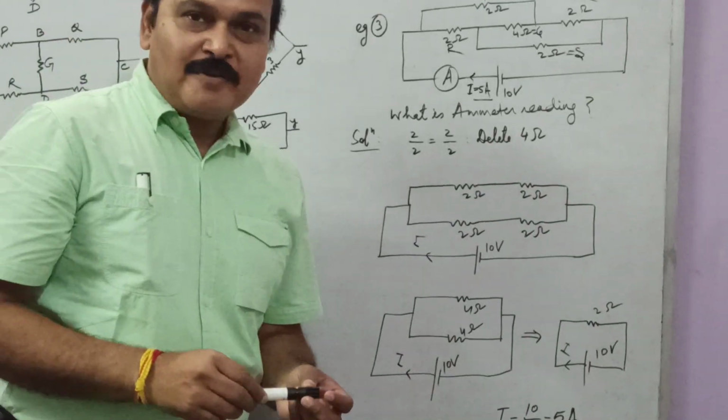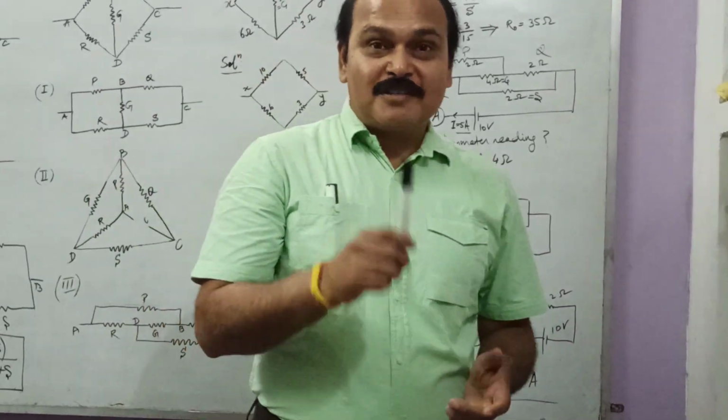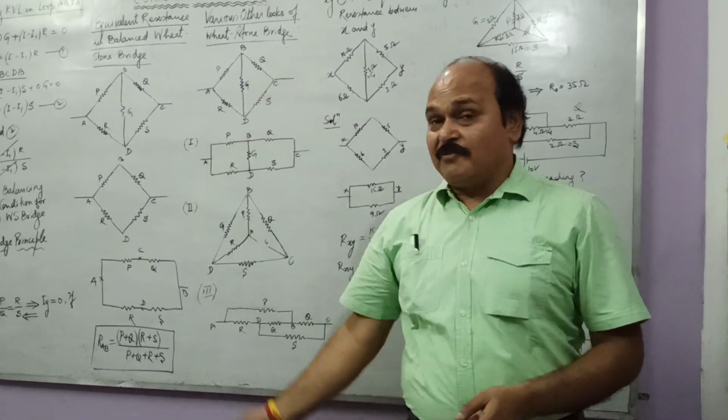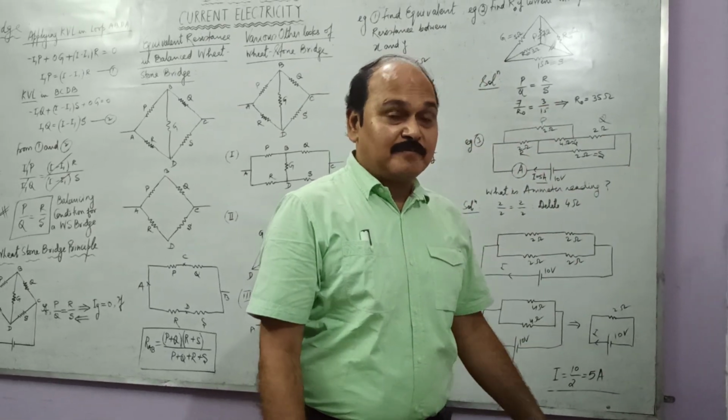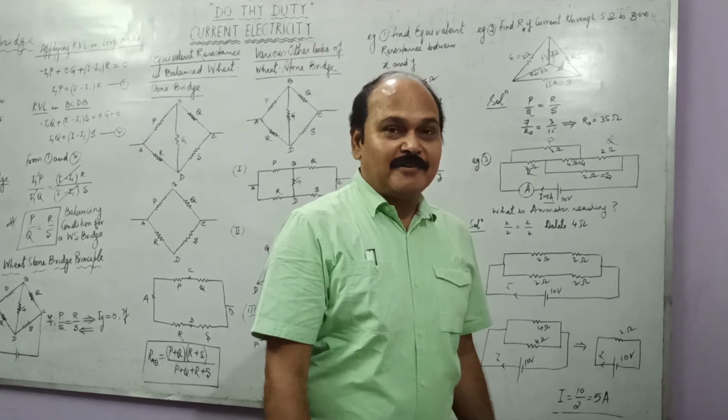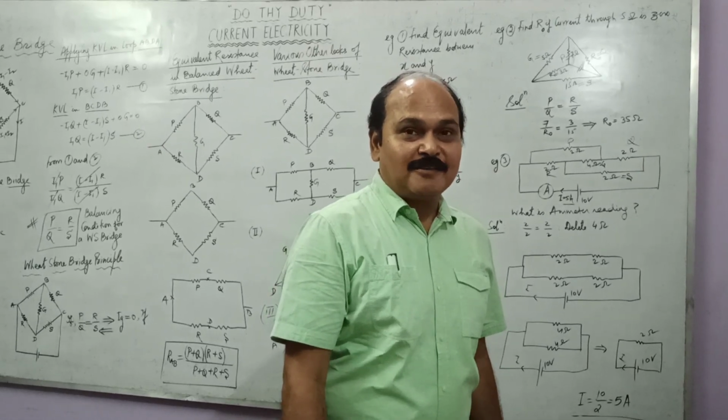So I hope it is clear what a Wheatstone bridge is, what its balancing condition is, what its various looks are, and how we can apply the balancing condition for the Wheatstone bridge in various numericals. I hope this is clear to everyone.